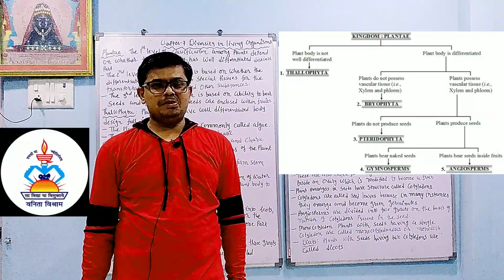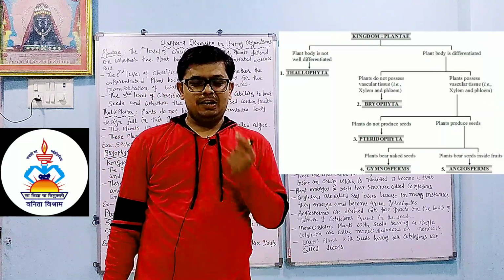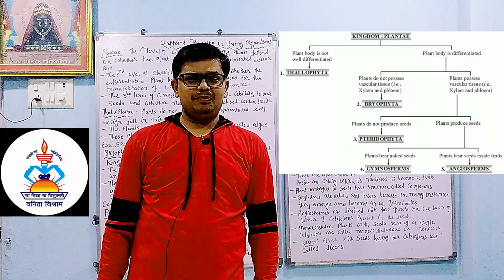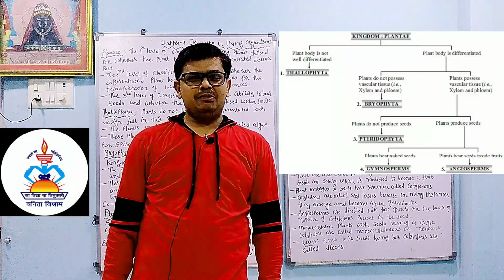Today we will continue chapter number 7, diversity in the living organism. Dear student, today we are going to learn the classification of plant kingdom. So the classification depends upon three factors.